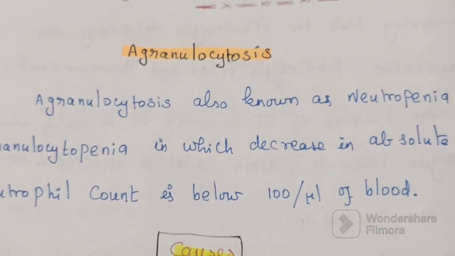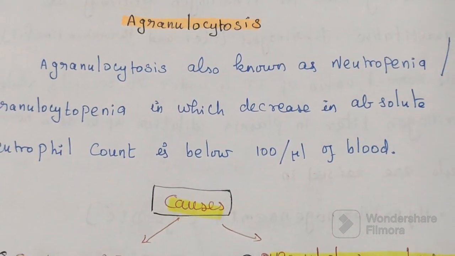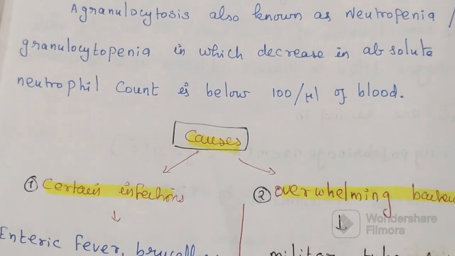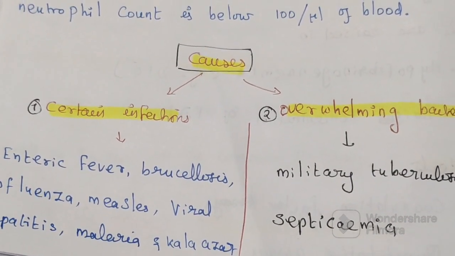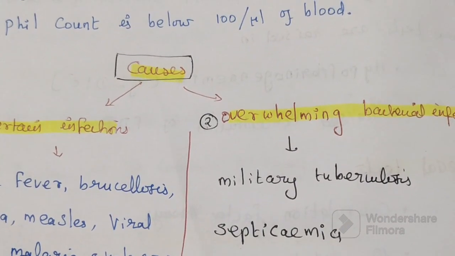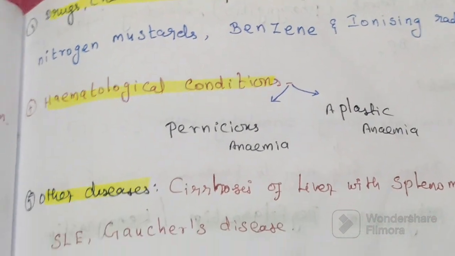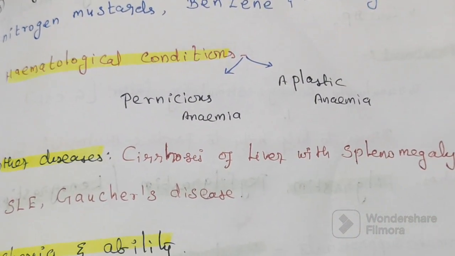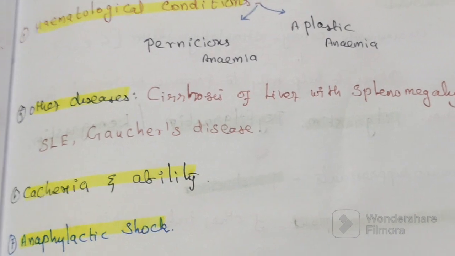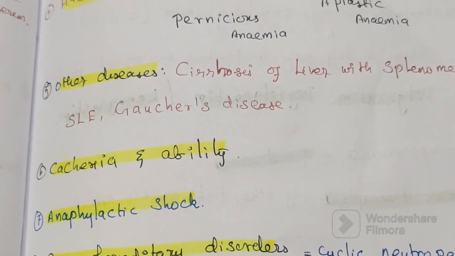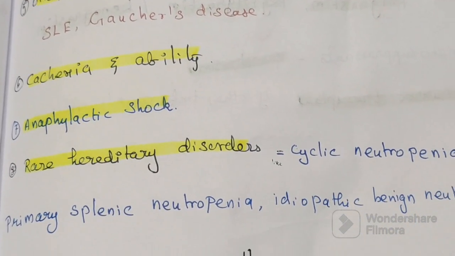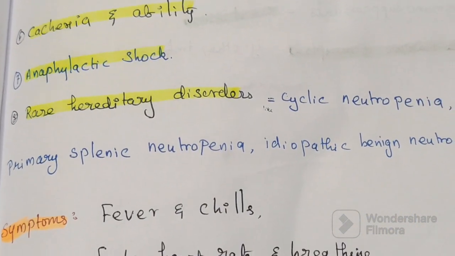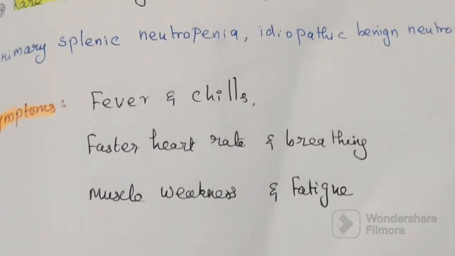So in this video we discussed agranulocytosis. It has another name, neutropenia. Here the neutrophil count is decreased. The causes are sudden infection, overwhelming bacterial infection, some drugs, chemicals, physical agents, then hematological conditions, pernicious anemia and aplastic anemia, other diseases, then cachexia, anaphylactic shock, then rare hereditary diseases. These are the symptoms.